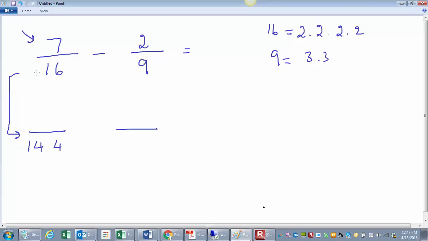Let's multiply the 7 times 9. So we're using the same technique every time. We're multiplying here up and down by 9. What does 9 over 9 equal? Equals 1. So nothing will change when you multiply a number by 1.